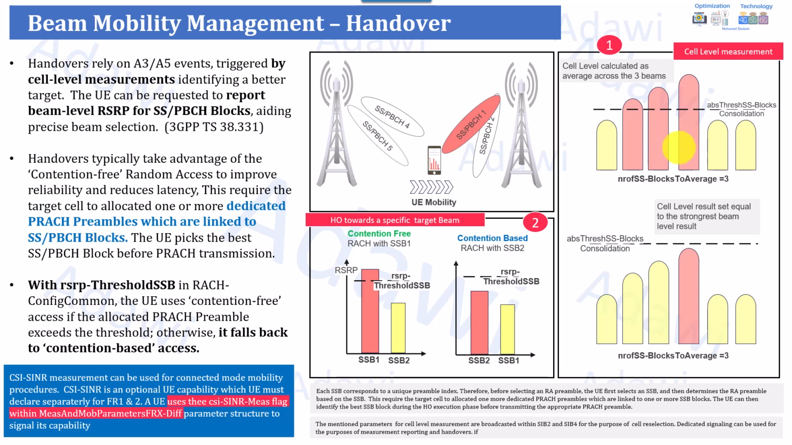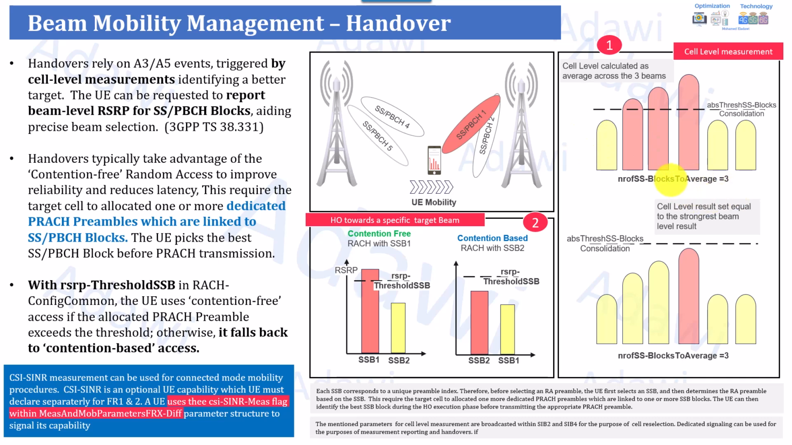So the question is how these parameters work and how the user will use these two parameters to calculate the cell level measurement to decide which is the best cell. Initially you have two parameters. The first one, at the bottom left here, is the number of SSB blocks to average. This tells the user how many SSB blocks you are going to average. Assume you have 8 SSB beams within the cell. If this parameter is set to 2 or 3, this means the user needs to average 2 or 3 SSB beams. But which beams of the 8 is he required to use?